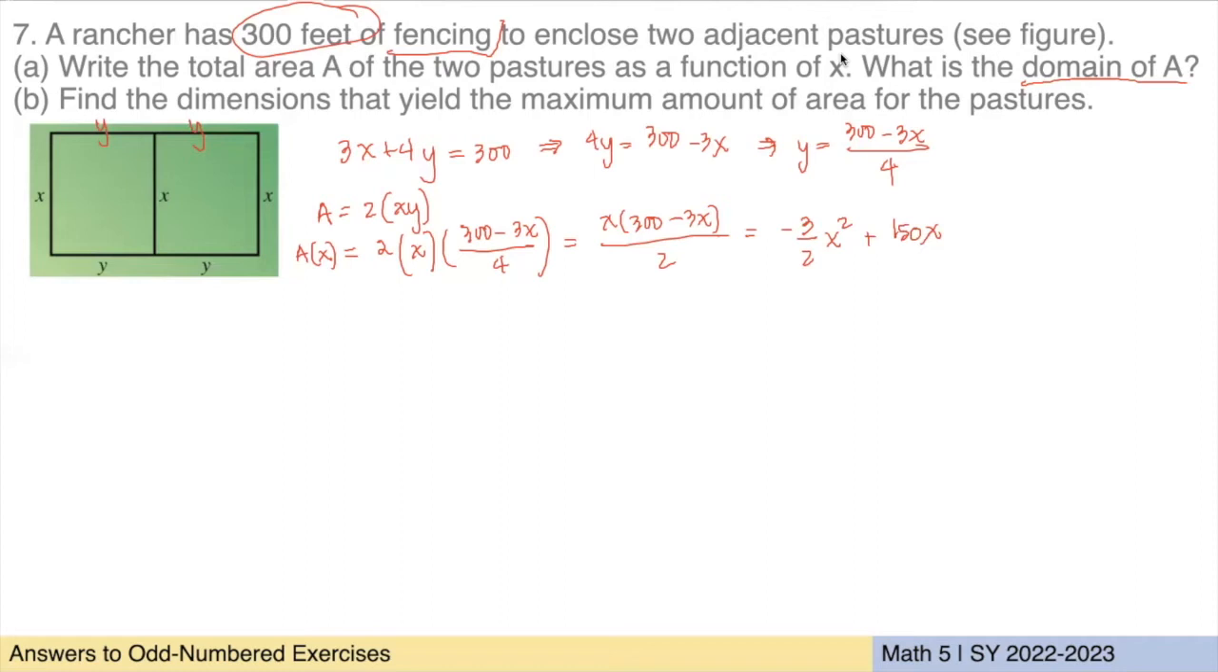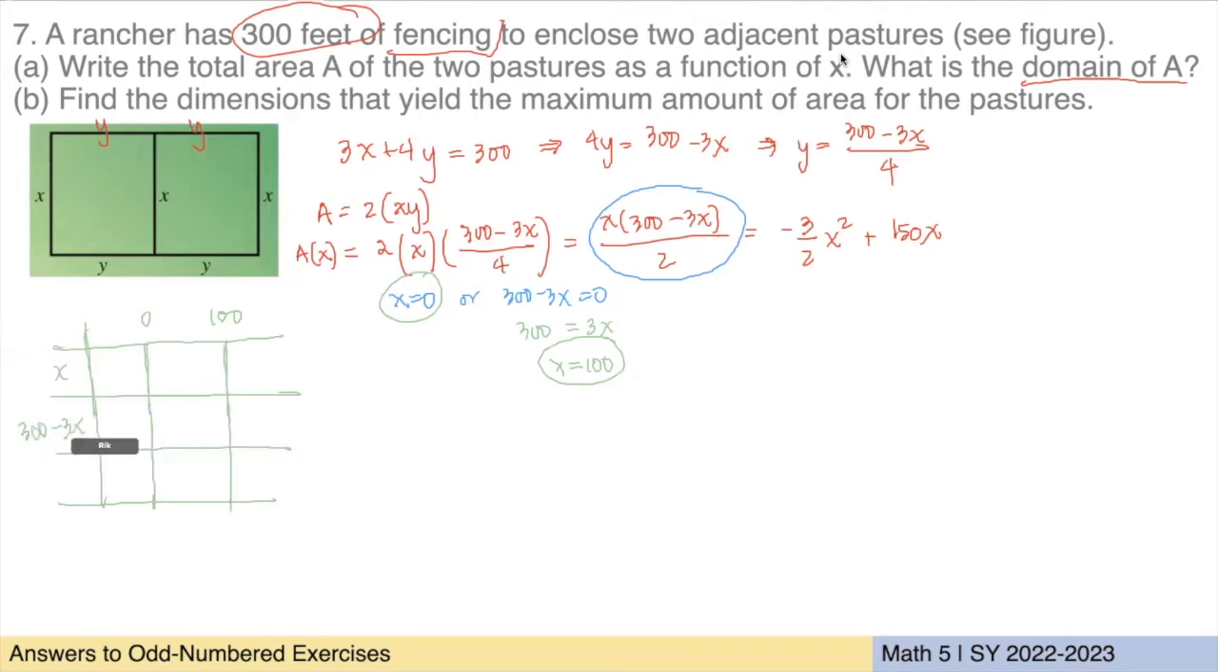Since this is the factored form of the function, we can now easily get its zeros. It tells us that x is 0 or that 300 minus 3x is 0. Here we get from the equation on the left that x is 0, or that 300 is equal to 3x, which gives us x to be 100. From there, we create our table of signs: 0, 100, x, 300 minus 3x, x times (300 minus 3x) all over 2.